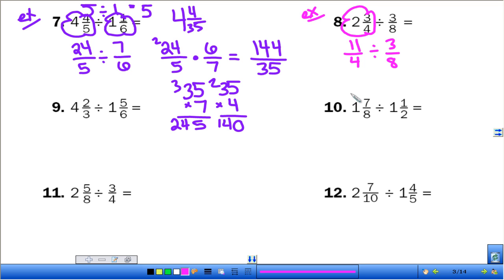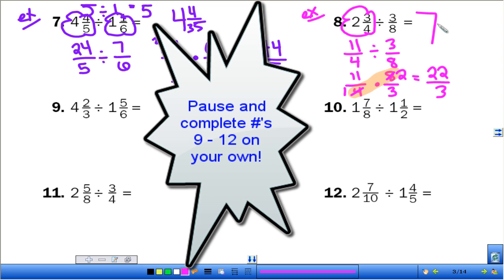And what am I going to do next? Copy, dot, flip. So we copy, we dot, we flip. Can I cross simplify anything here? Yeah, just the 4 and the 8 though. We can't do anything with the 11 and the 2. But what's 4 divided by 4? And what's 8 divided by 4? Good. 11 times 2? 22 over 7 times, that's 21. So how many are left over? 1. Denominator stays the same.